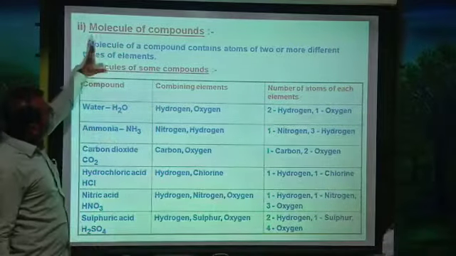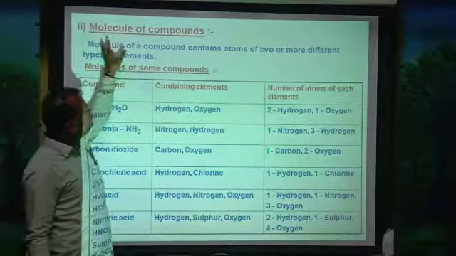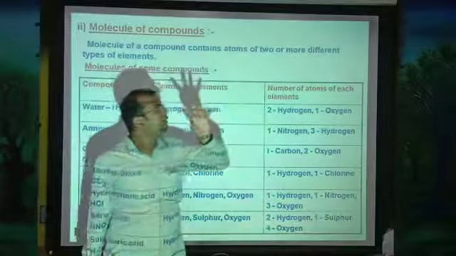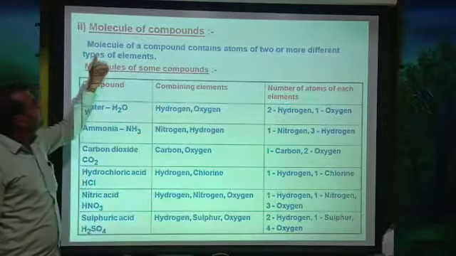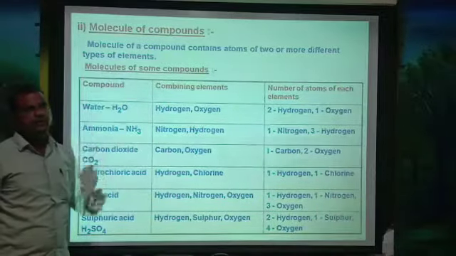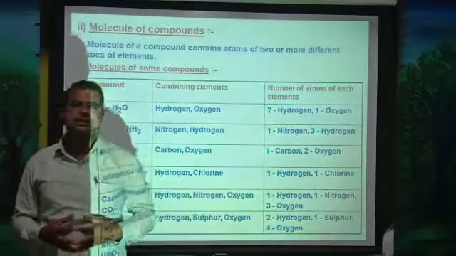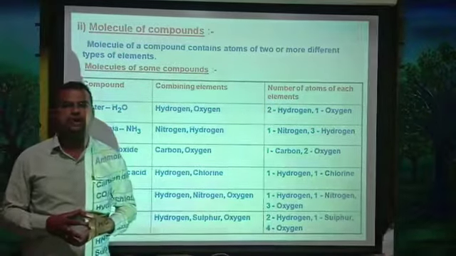Like this, what is a compound? A molecule of a compound contains atoms of 2 or more different types of elements in definite proportions. This is called molecules of a compound. In the next class, we will discuss the remaining topics of the chapter. Thank you.